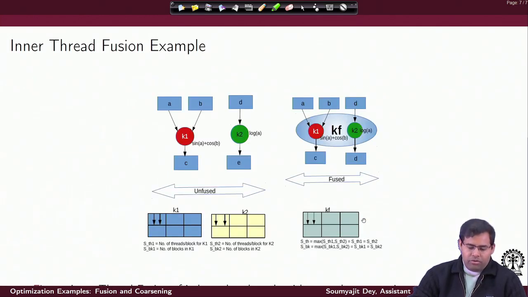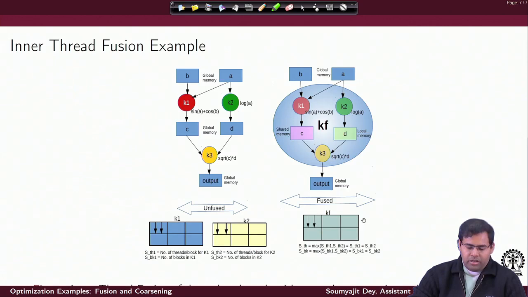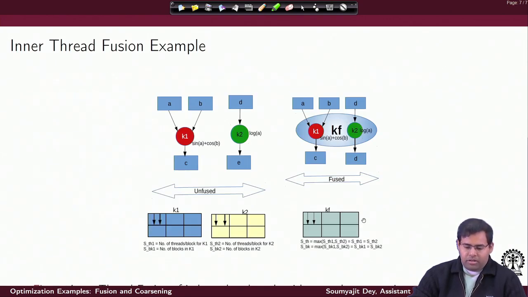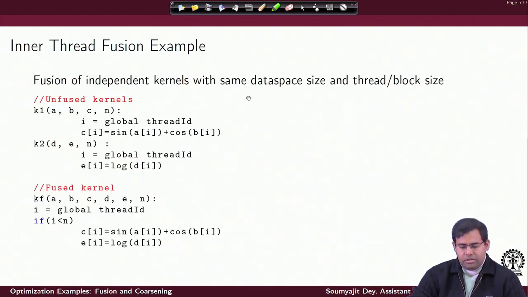When we were fusing all 3 kernels together, we had the requirement that the data space size has to be the same. But now since K1 and K2 are independent kernels, I do not have that requirement, because K3 is not there to work on the final output. Since they are independent, they can have different data space sizes, which is the situation here. And when I am fusing them, it is again quite simple.